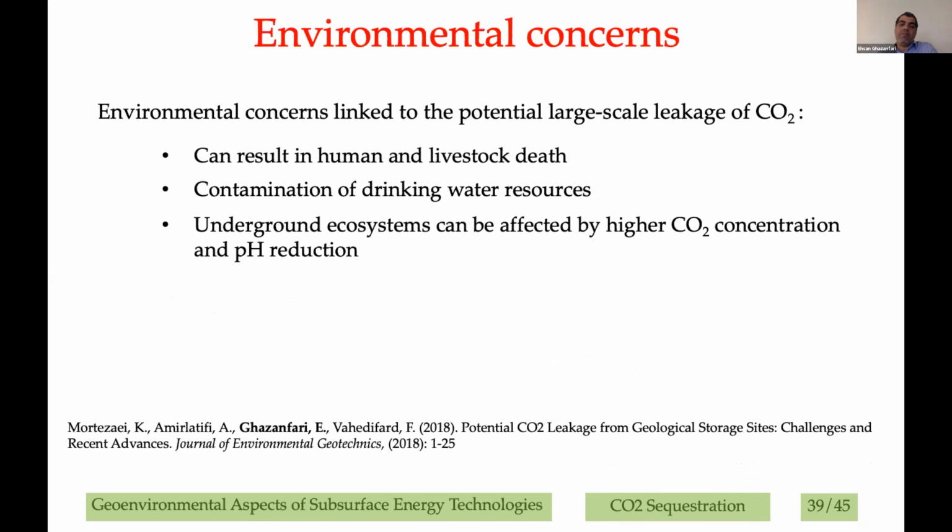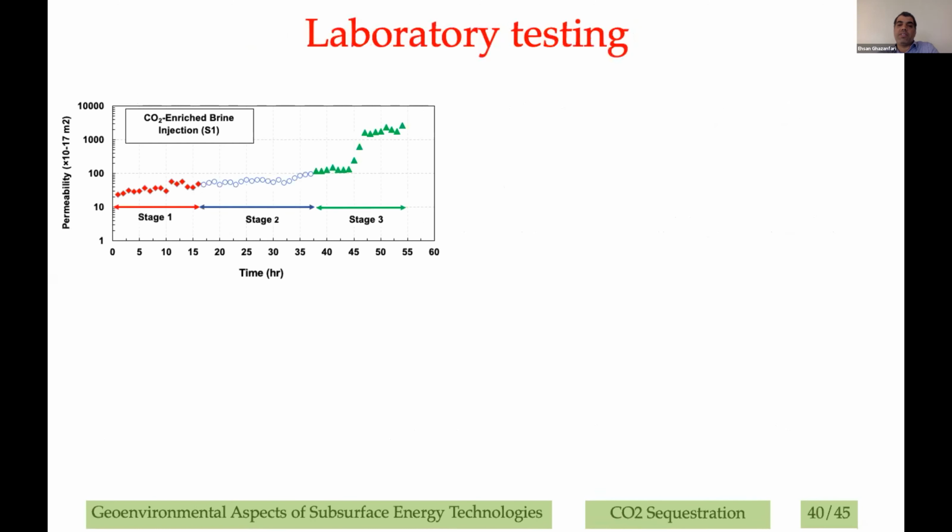If we specifically look at the larger scale leakage and the concerns, that typically can result in human and livestock deaths. It could also contaminate the groundwater. There have been cases of groundwater contamination. And of course, it also affects the underground ecosystem, because of the higher CO2 concentration and the pH reduction. So these are some of the main concerns with the potential larger scale CO2 leakage.